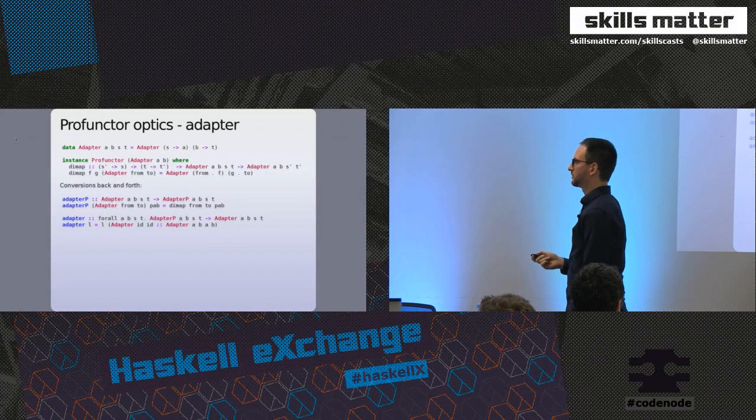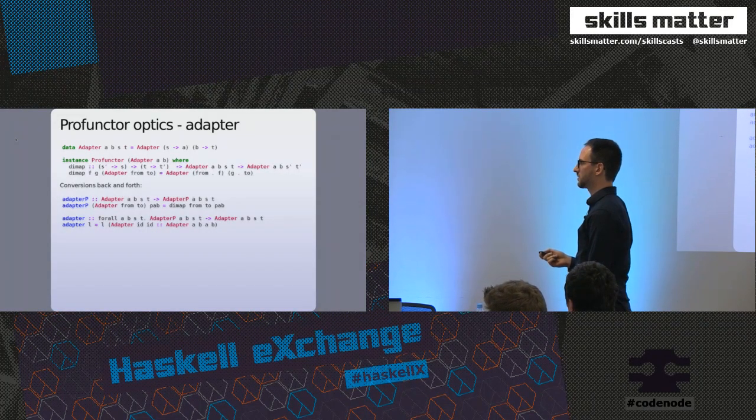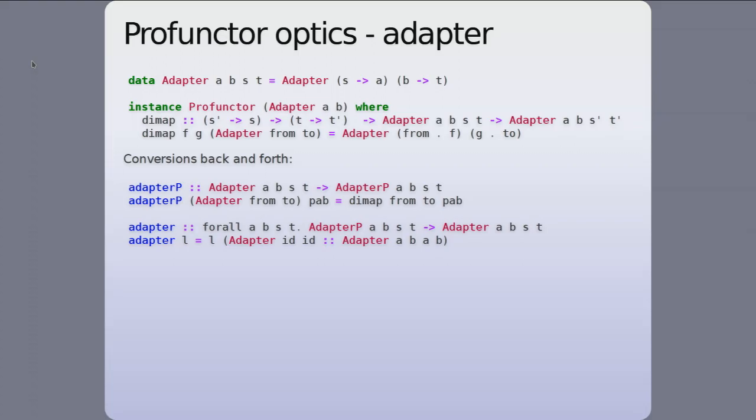And if we want to convert back from the profunctor representation to the concrete representation, we use the fact that adapter A B is a profunctor, and we construct a trivial adapter, and then we transform it with our profunctor transformation, right? So we pass adapter A B to L, and L transforms it into adapter A B S T, which has the type we want.